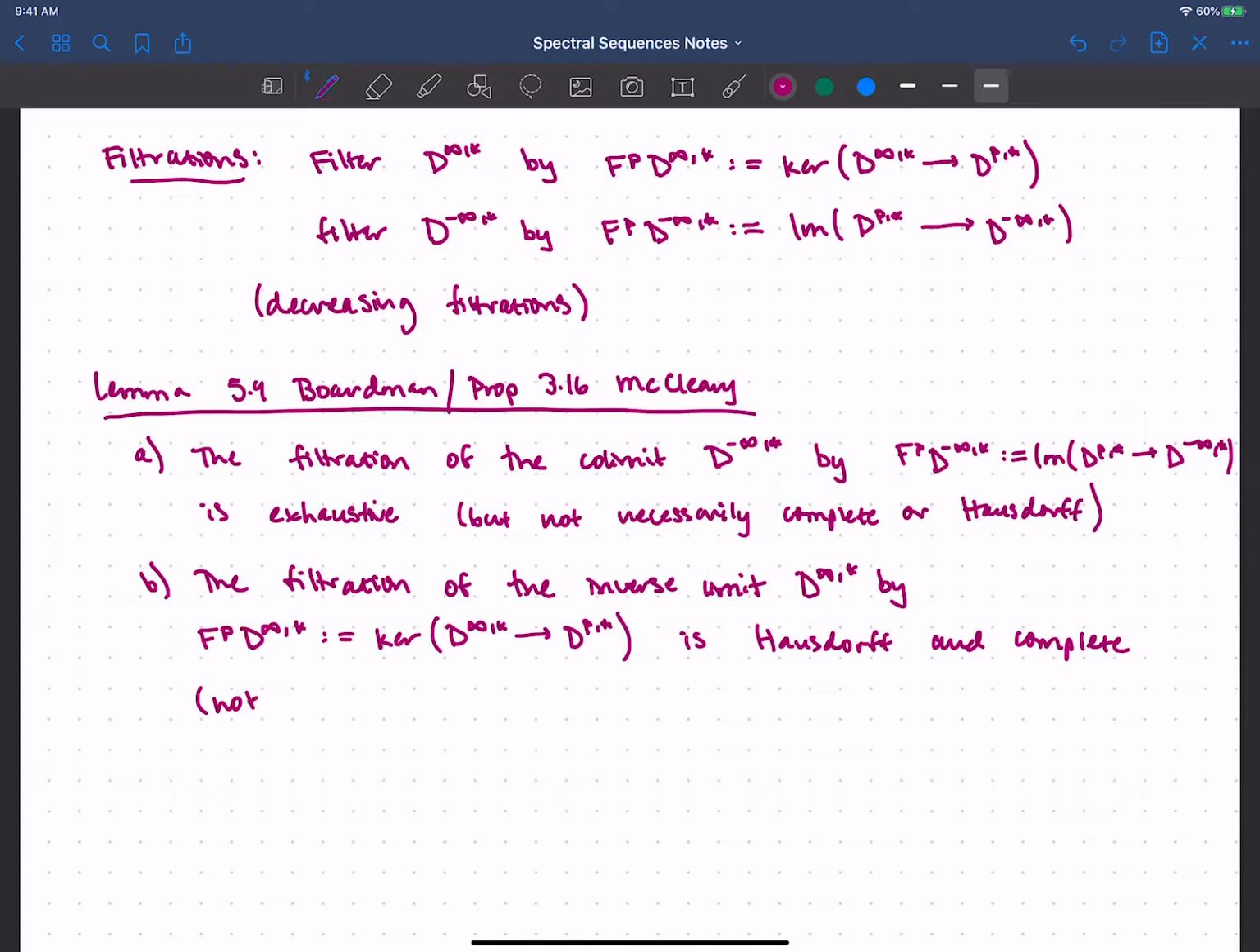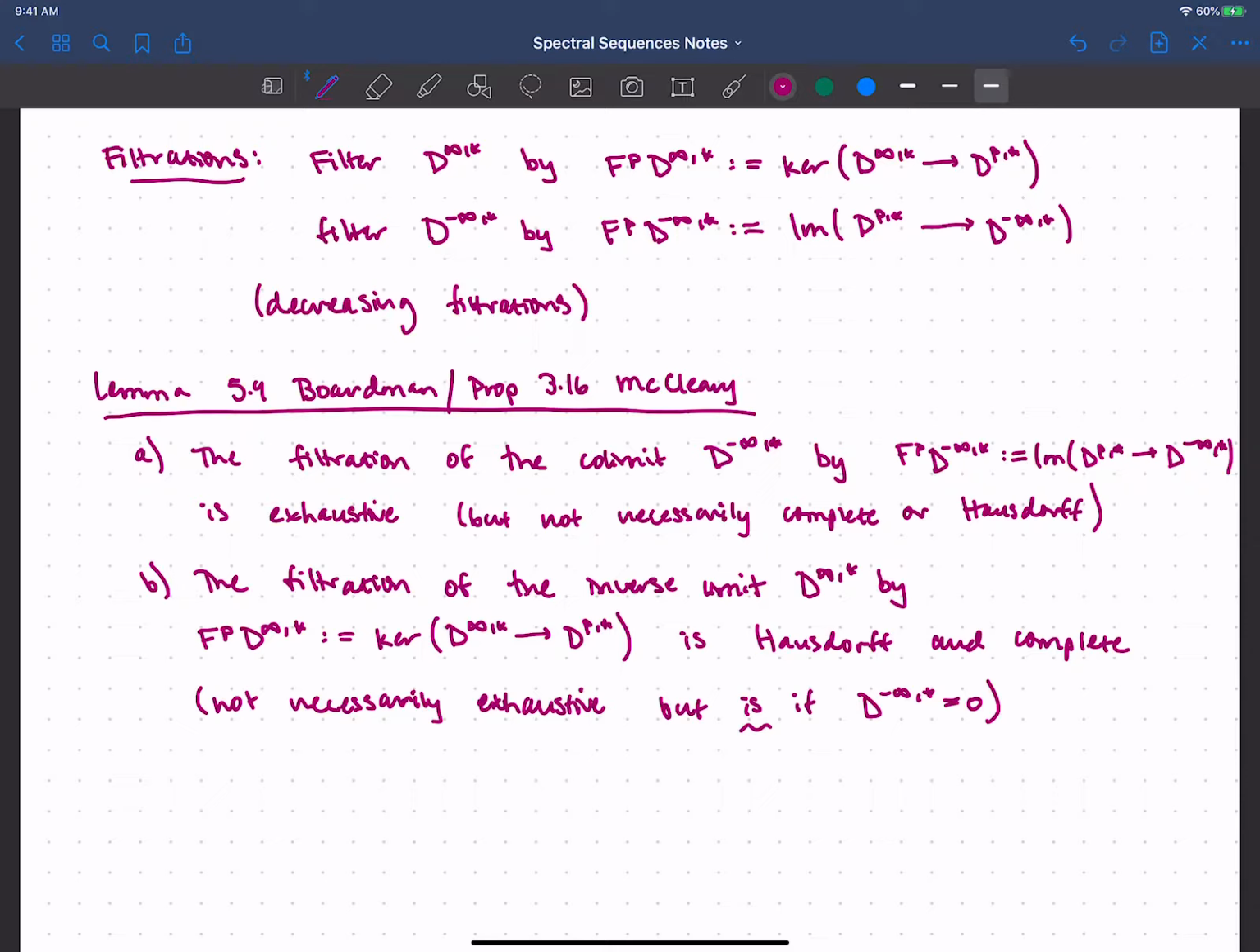Not necessarily exhaustive. And maybe some good exercises, by the way, are to come up with examples of how these things might break. But let me say it is exhaustive if the colimit is 0. That's really what we're going to want to use here: in that case this filtration will be exhaustive, Hausdorff, and complete. That's all the stuff that we need for strong convergence, well, strong convergence to the inverse limit. Okay, let's keep going on.